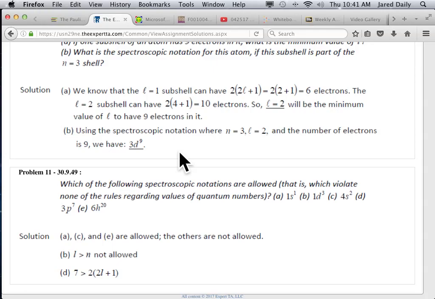What's the next one? 6H20. 1, 2, 3, 4, 5, 6. Can you have it? H20 takes us all the way down to this guy. And there are 20 spaces. There's plenty of room out there for electrons. And you can have that H level out there for sure. So that one's allowed.